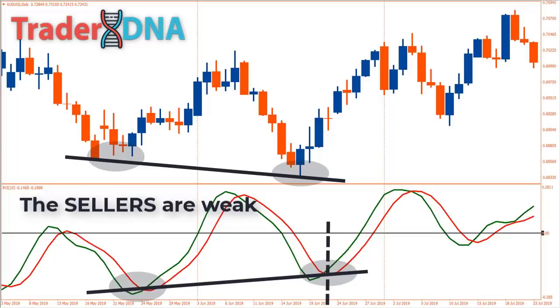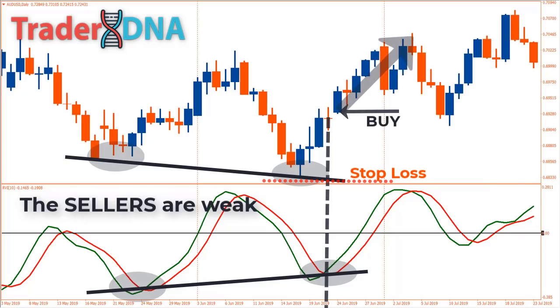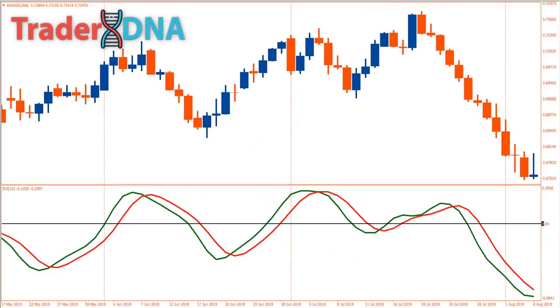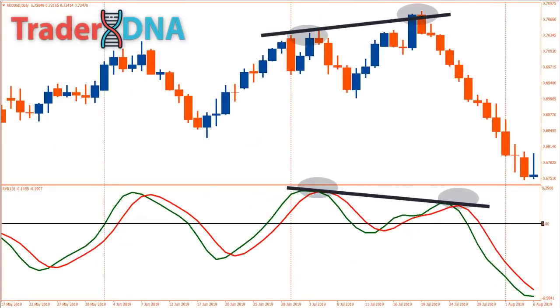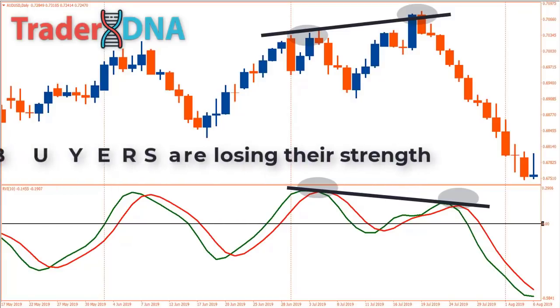After the price chart reverses upwards, you may open a buying position with the stop loss slightly lower than the last low. A bearish divergence emerges when the price chart shows another high above the previous one, while the RVI high, formed by the crossing of the two indicator lines, is lower than the previous one. This means the buyers are losing their strength, so a reversal downwards may follow.